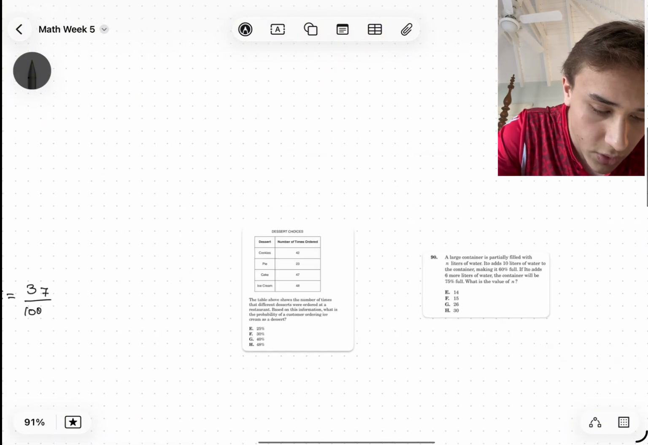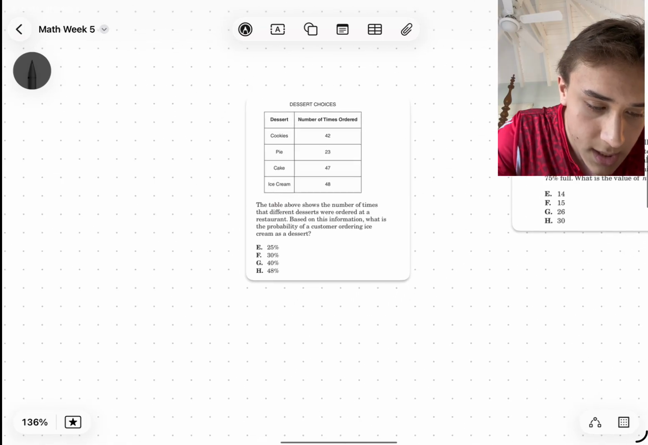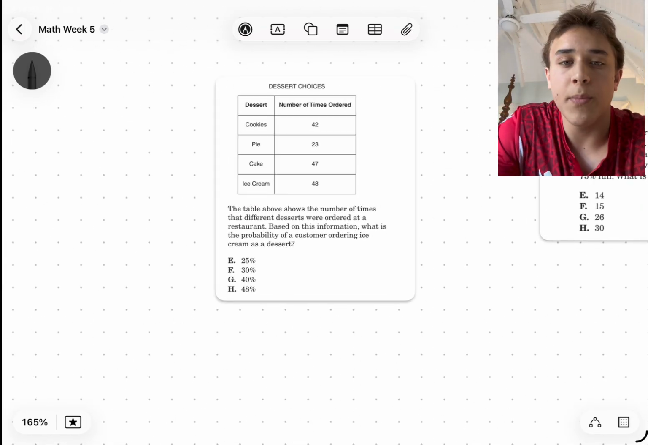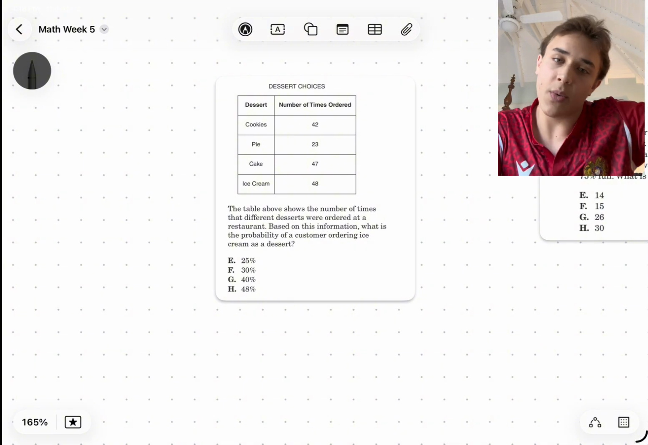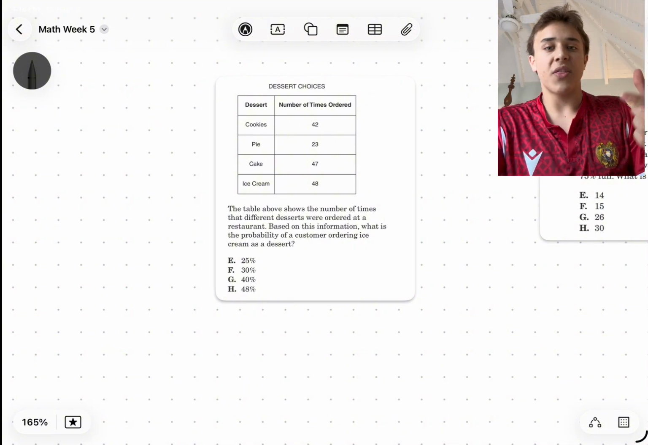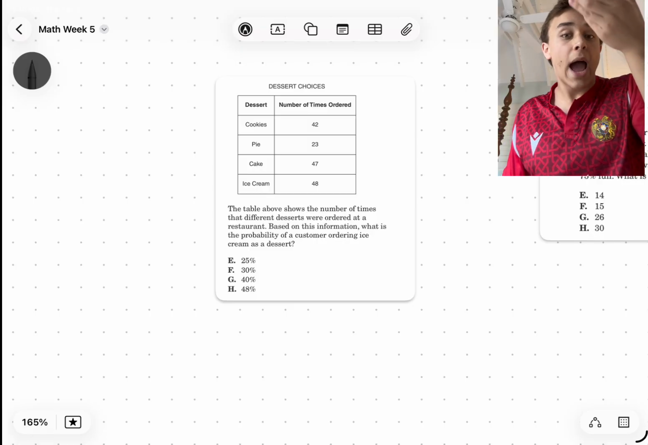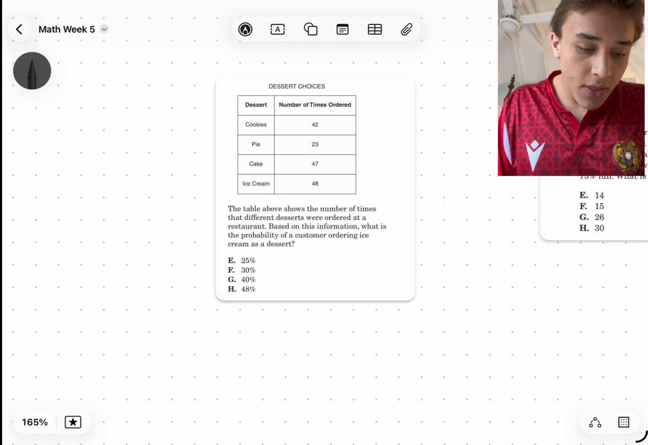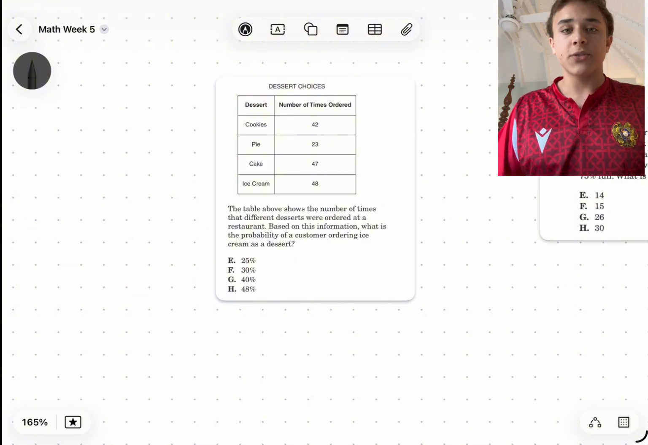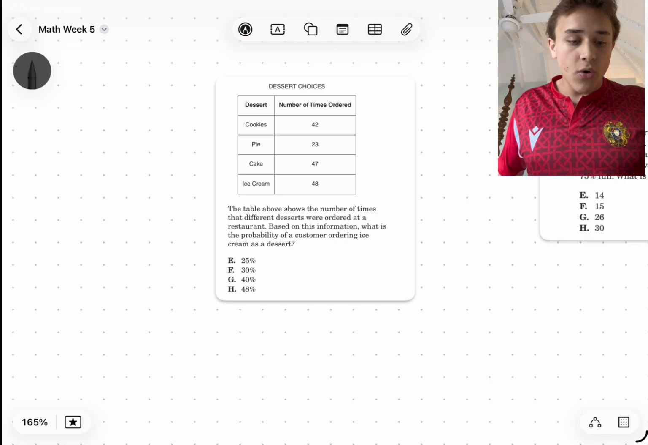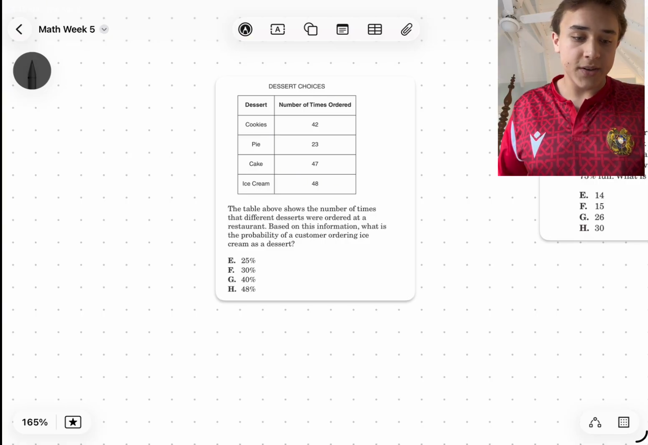Okay, so now we need to remember how probability works. So basically the probability of something happening within a sample size is the amount of times that the thing you want to happen happens divided by the total amount of tries. So in this case, the probability of a customer ordering ice cream as dessert would be the amount of customers that order ice cream over the total number of customers.